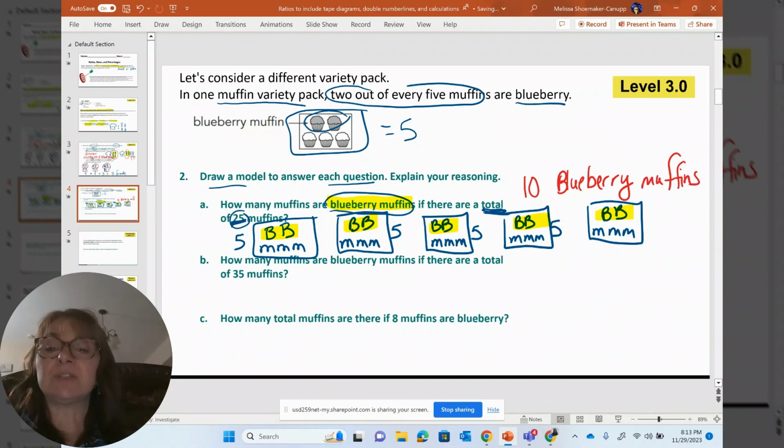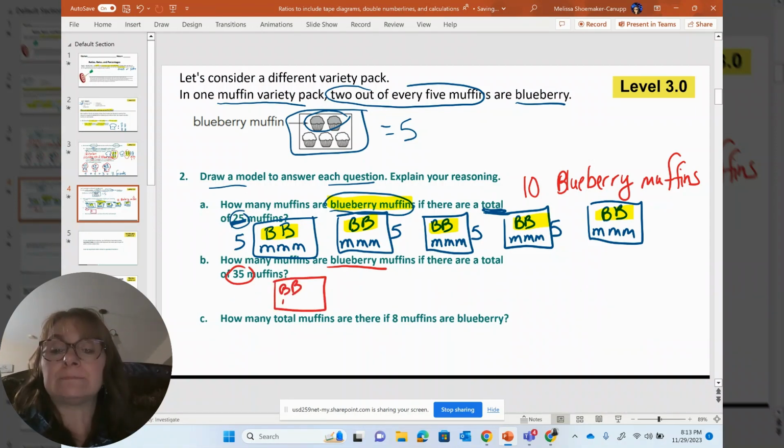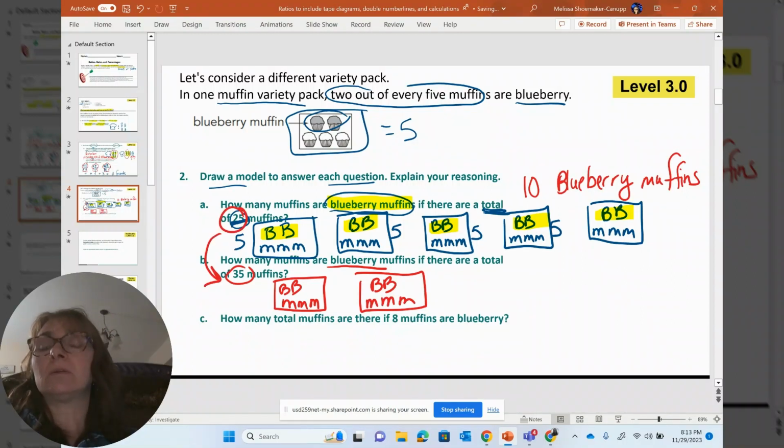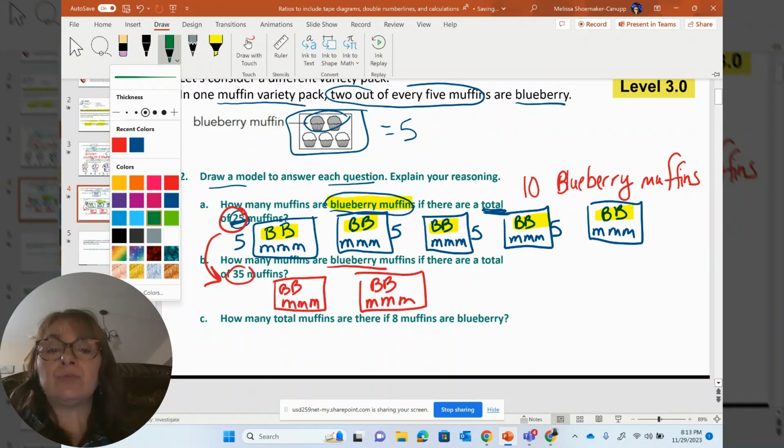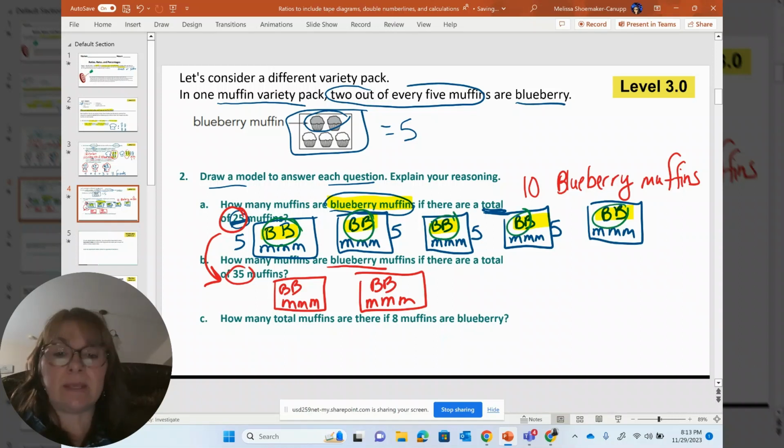Now the next question says, how many are blueberry if the total is 35? I'm not going to start over. I'm already at 25. I'm going to keep going. 25, 30, 35. I'm just going to add to my other problem because I was already at 25. Now I'm going to 35. So let's see. I'm going to grab green here. There's 2, 4, 6, 8, 10, 12, 14. So 14 blueberry muffins.